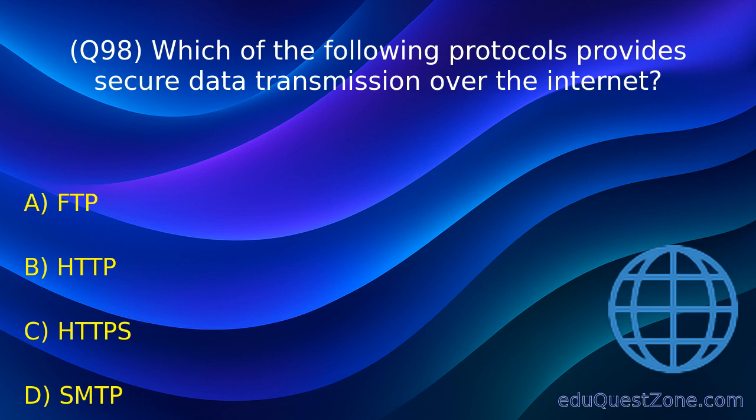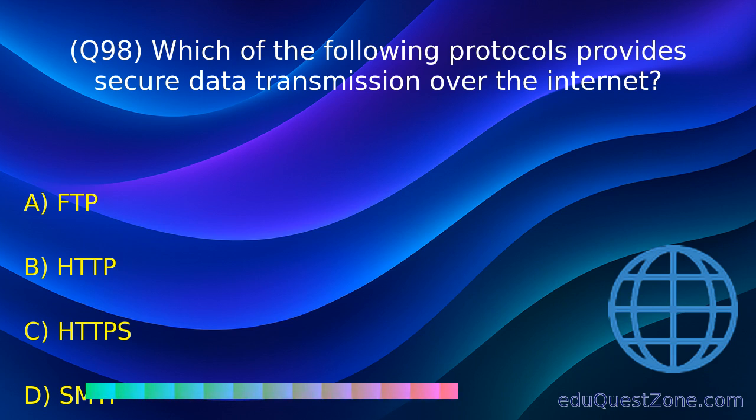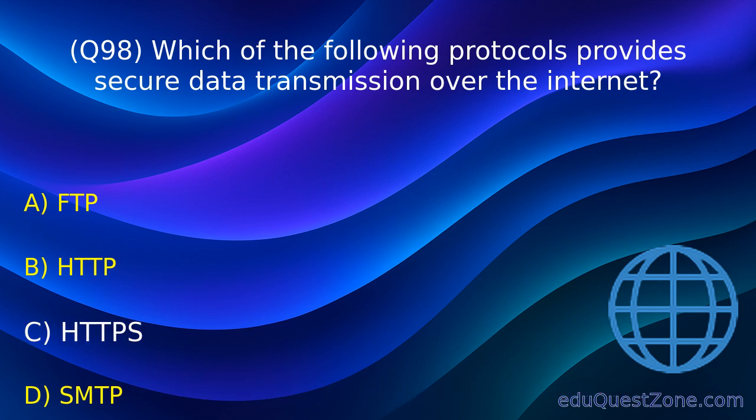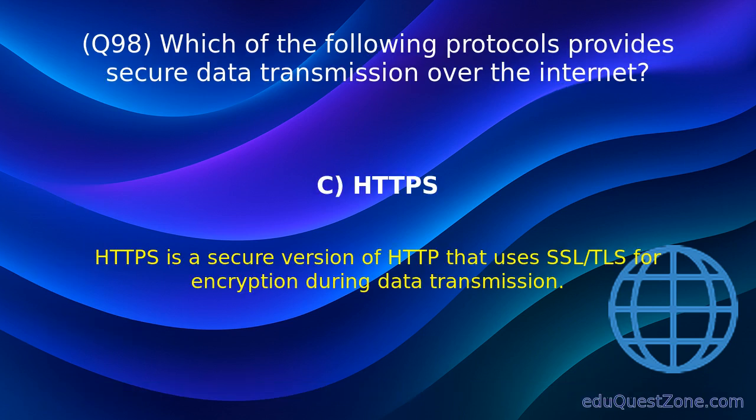Question number 98. Which of the following protocols provides secure data transmission over the Internet? Option C. HTTPS. HTTPS ensures secure communication using SSL or TLS encryption.